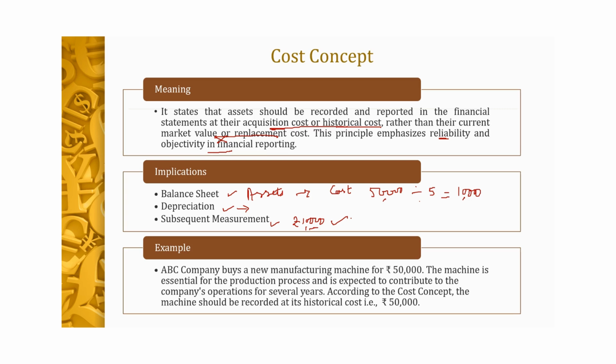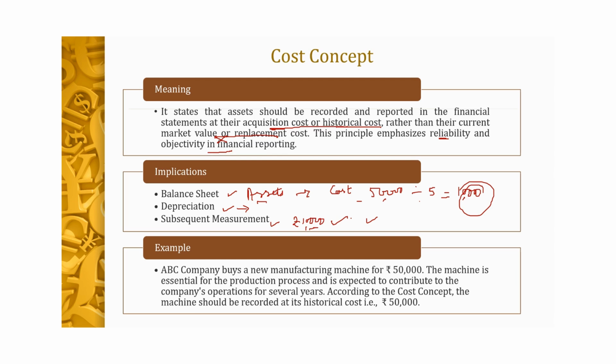So this is the major implication of the cost concept, that assets are to be recorded at the cost, depreciation is to be charged every year, and subsequent measurement of a significant repair which can increase the useful life of the asset is to be added to the cost and is not to be treated as an expense. I hope this concept is clear to you. Let's go through an example.